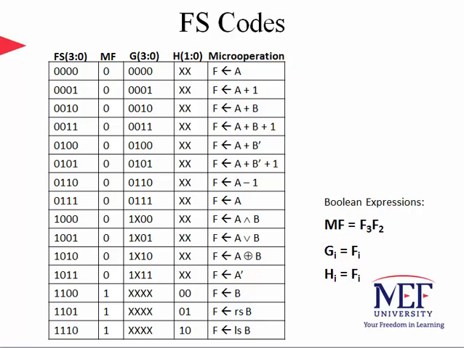Using our simplification techniques from our previous classes and a background, we end up finding MF to be equal to F3 AND F2, and G to be equal to F, and H to be equal to F also, again due to don't cares. And these equalities establish the relationship between the FS, the function select, and the G, H, and MF select inputs internal to the design of the function unit.